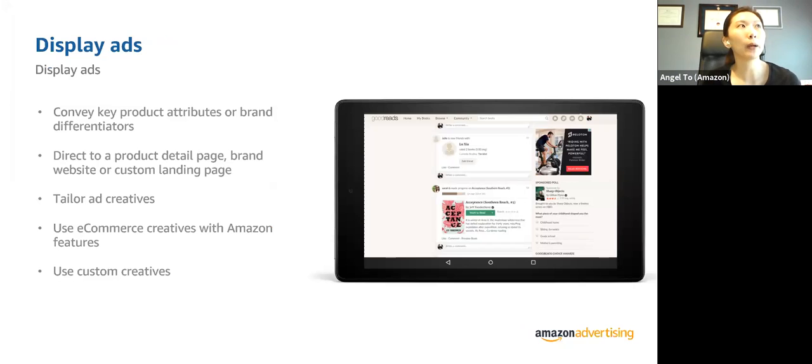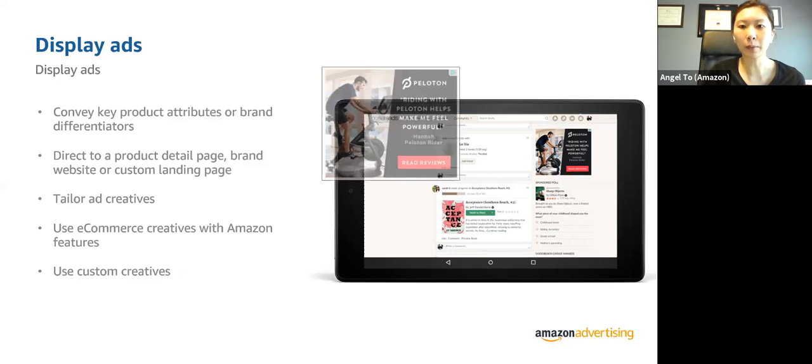Now, I want to talk a little bit about the two key types of placements that you can run through display advertising. One of them is display ads or banners, if you're more familiar with that term. If you're doing any digital marketing outside of Amazon right now, you're probably very familiar with this. One of the reasons why you want to run display banners is that you have the ability to showcase your brand, have a little bit of messaging, and drive a call to action.